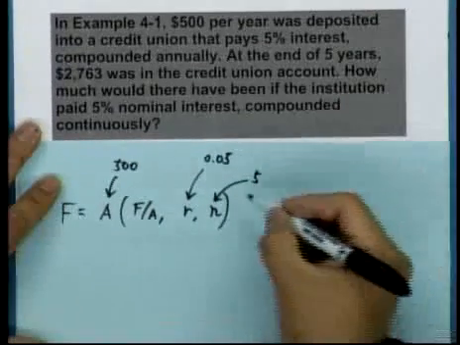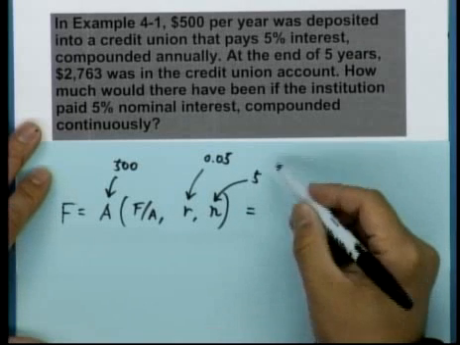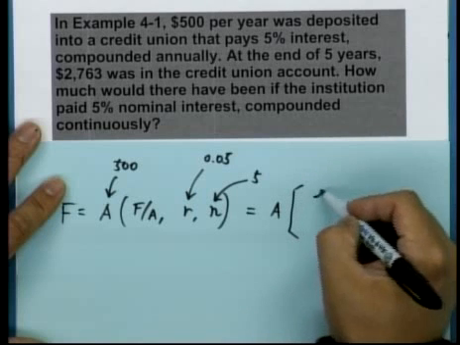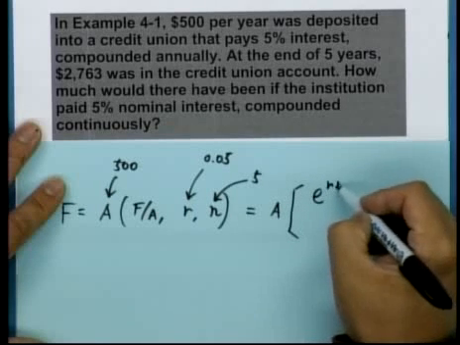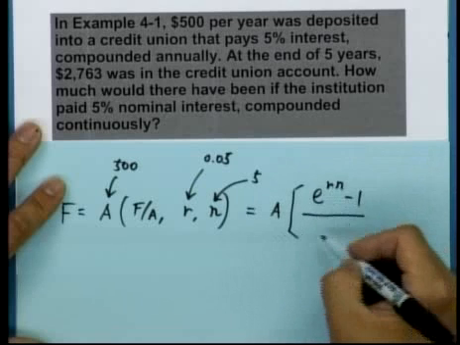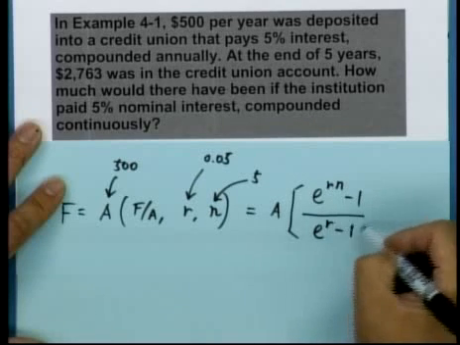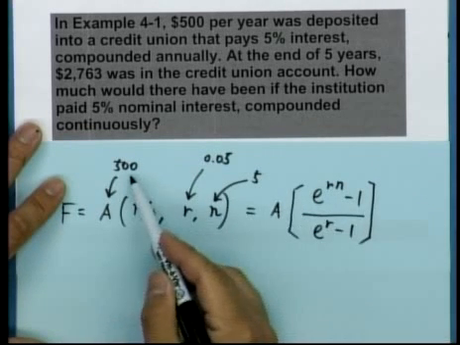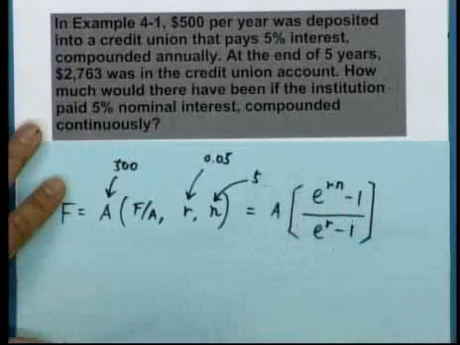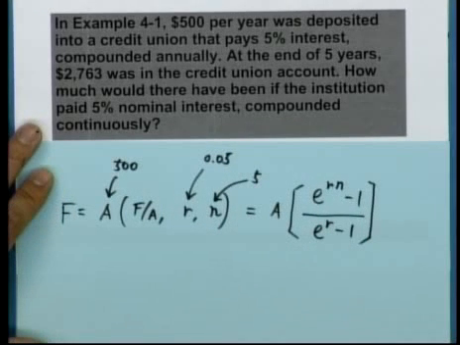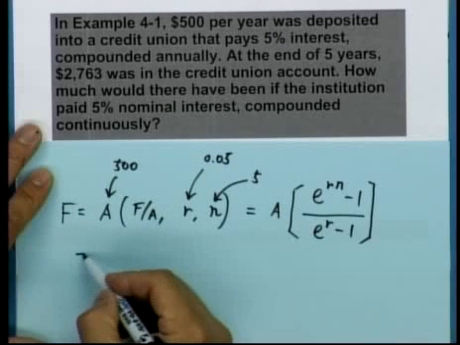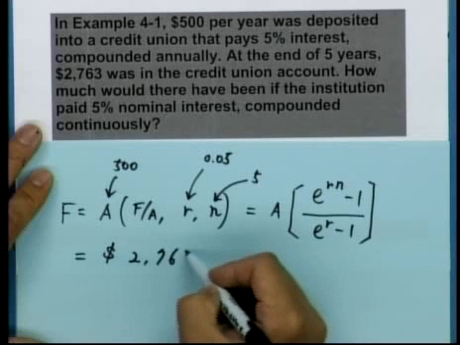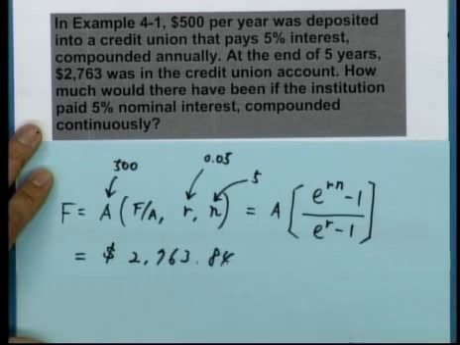Or using another formula, which is A times e to the power R times N minus 1 over e to the power R minus 1, right? And using the same values, A equals 500, R is 0.05, N is 5, okay? Then this value should be $2,763.84.